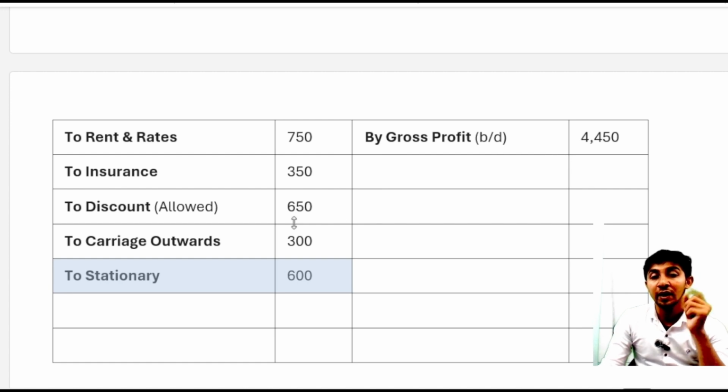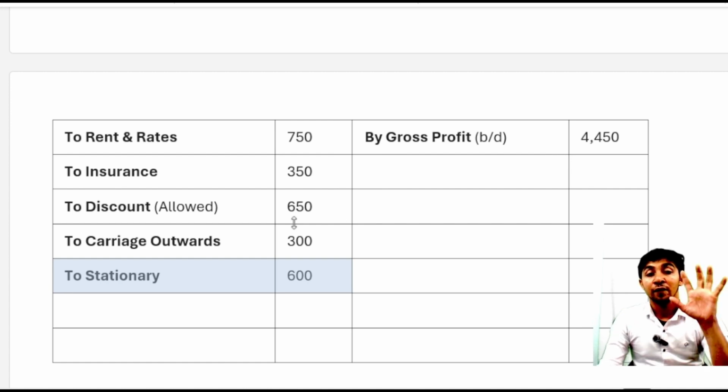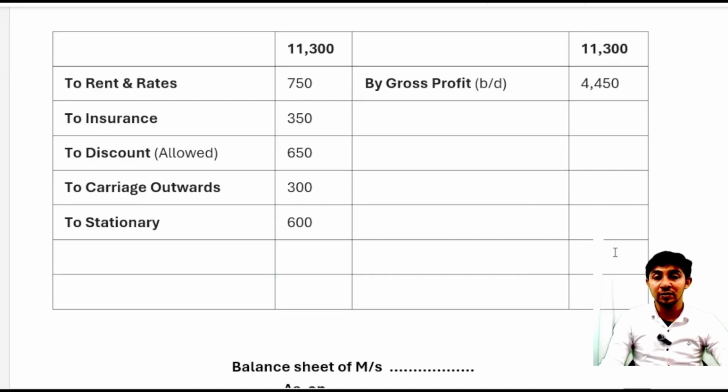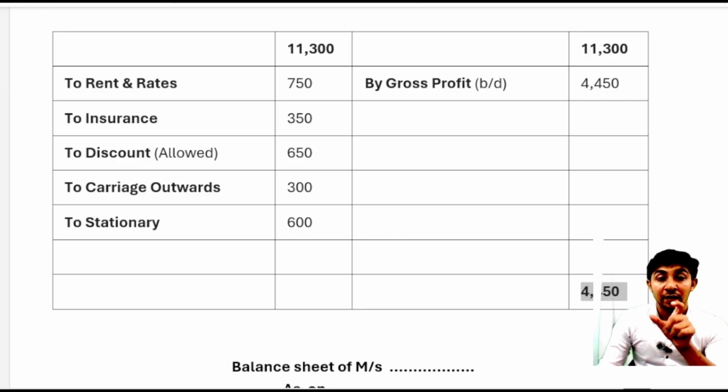Is the debit side total more, or is the credit side total more? For this profit and loss account, the credit side total is more than the debit, so we write the totals on both sides, on the credit side and on the debit side. After doing this, let us write the total of the credit side first, 4,450, and this total is more.